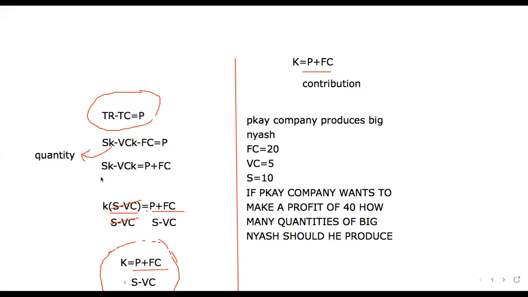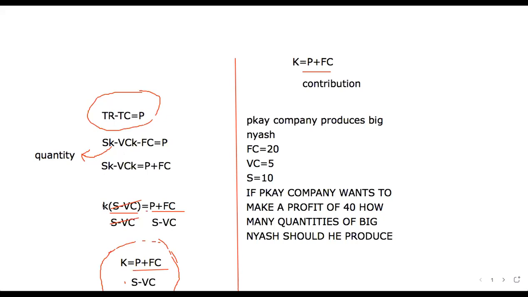So we want to make quantity the subject. To do that we have to group like terms: the ones which have K go on one side, and the ones which don't have K go to the other side. The first cost was negative, it has crossed over, so it has become positive. Now I bring K outside and put S minus V into the bracket because K is common.